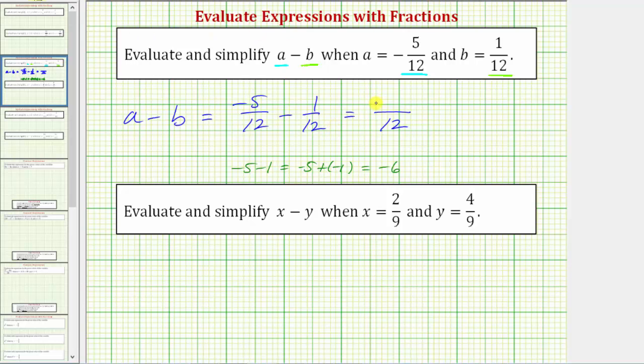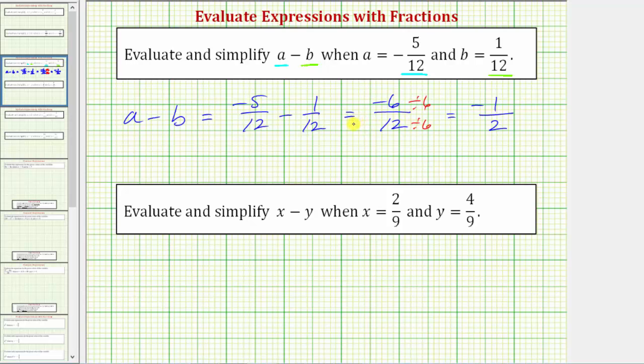So the difference is negative 6/12, but now we need to simplify the fraction by simplifying out all the common factors between 6 and 12 other than 1. Well, the greatest common factor between 6 and 12 is 6, so one way to simplify the fraction would be to divide the numerator and denominator by 6. Negative 6 divided by 6 is negative 1, and 12 divided by 6 is equal to 2. Negative 1/2 is simplified because the only common factor between 1 and 2 is 1. So dividing the numerator and denominator by 6 is one way to show how to simplify the fraction.